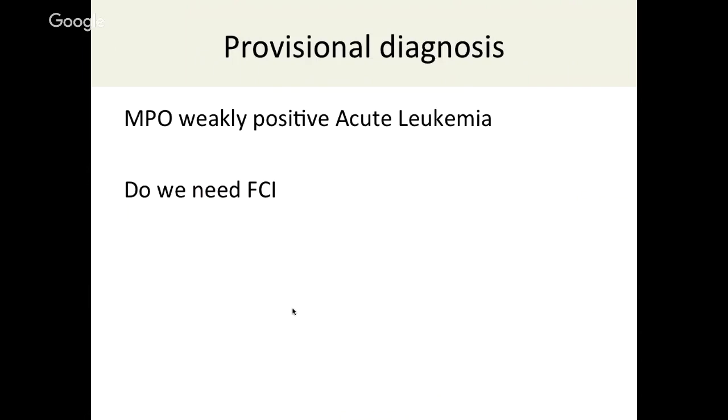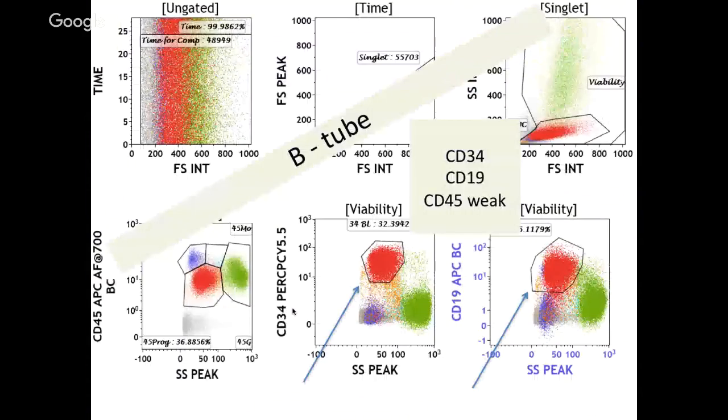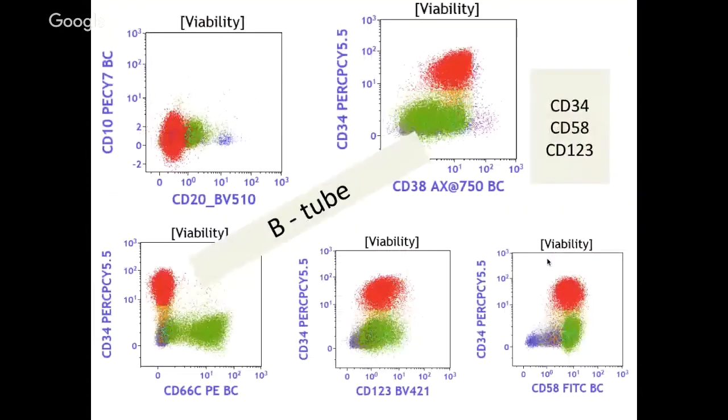So we did flow here. We did all the 5 tubes. First is a B tube, and you look at this dot plot, 34 and 19 here. Look at this, 19 positive. So with CD45 weak, there is a big population of 36% cells in the progenitor area. They're all positive for 34 and they're all positive for 19. So is it a B cell leukemia? No. The rest of the B cell markers are negative. As we see, CD20 negative.